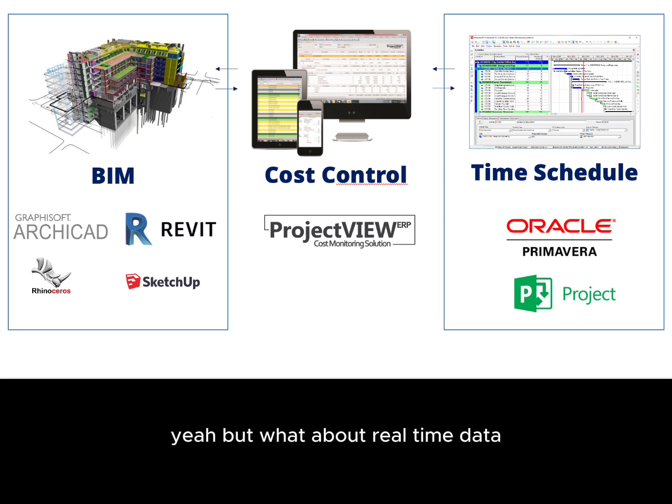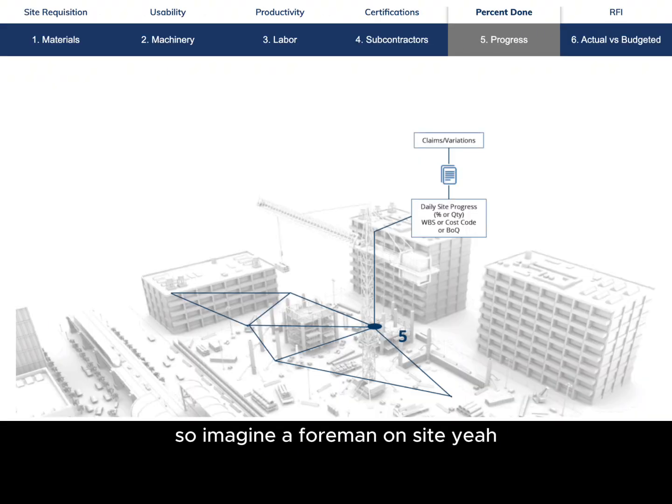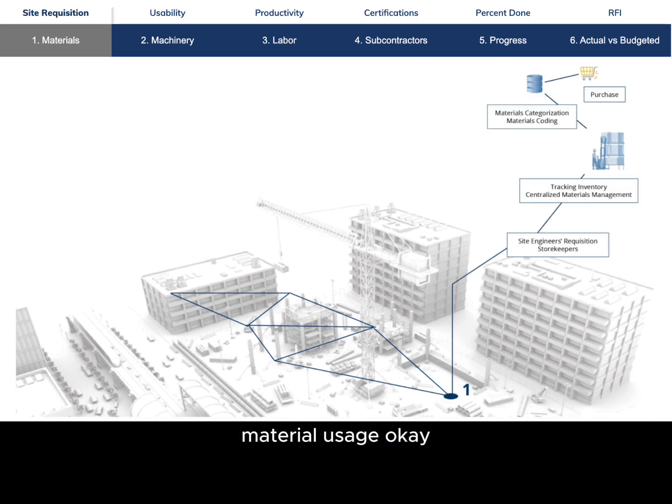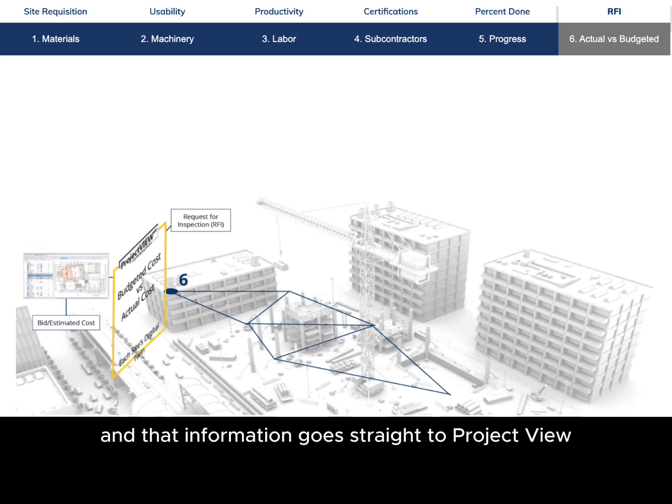But what about real-time data? Construction sites are dynamic. Things change constantly. So does ProjectVIEW keep up? It does. It has mobile-friendly site applications for capturing data and tracking progress in real time, right then and there. Give me an example. Imagine a foreman on site. They can log labor hours, material usage, equipment downtime, all directly into the system. And that information goes straight to ProjectVIEW, updating everything.